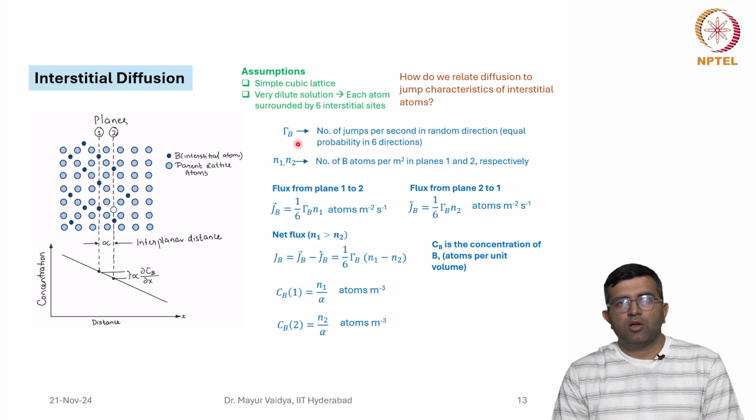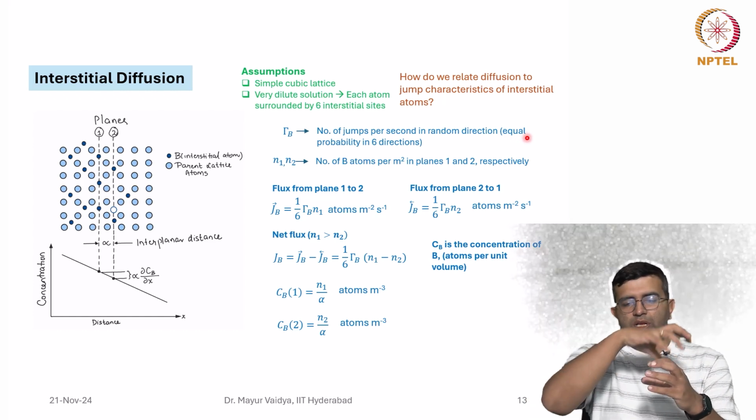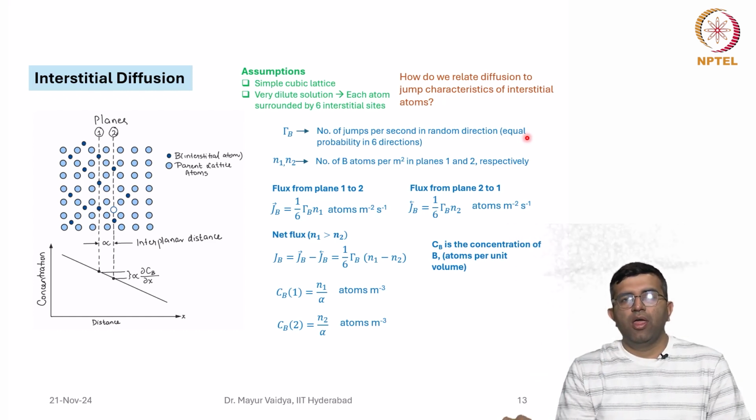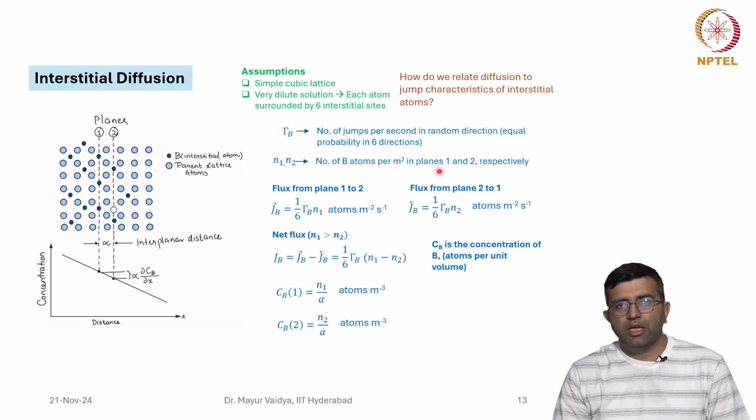So let us call gamma B the number of jumps per second in a random direction. That means an interstitial atom can jump in any random direction. In a simple cubic lattice, that means it can jump in any of 6 directions. And N1 and N2 are the number of B atoms per meter square in plane 1 and plane 2.